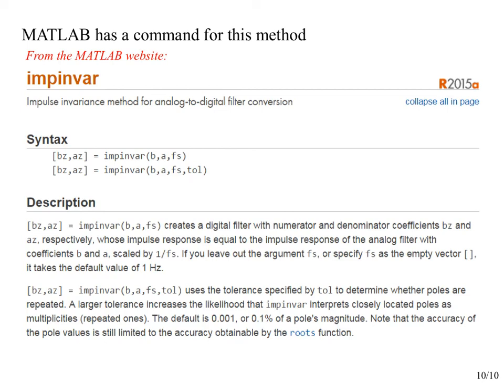impinvar, and you can read about it. So basically, you give it the B and A coefficients for the numerator and the denominator. You tell it what sampling rate you're going to use, and it comes back with the BZ and the AZ. So those are the coefficient vectors for the Z domain. And then there is some issue with whether you have repeated poles or not, so if you have two closely spaced poles, you may want to say, well, okay, just treat those as repeated poles, because they may actually be in the same location, just slightly perturbed due to some numerical precision. So anyway, that's the basic idea there.